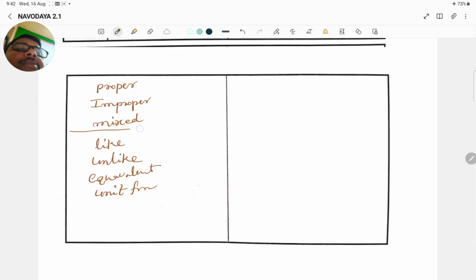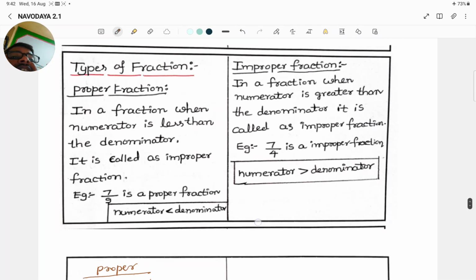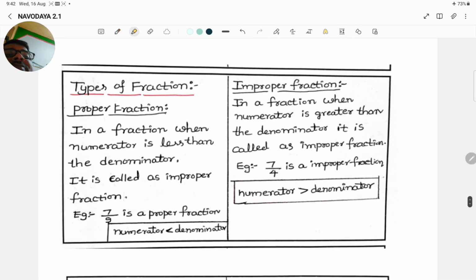In this video we will discuss proper fraction, improper fraction, and mixed fraction. In the next video we will discuss like fraction, unlike fraction, equivalent fraction and unit fraction. For example, first, proper fraction.